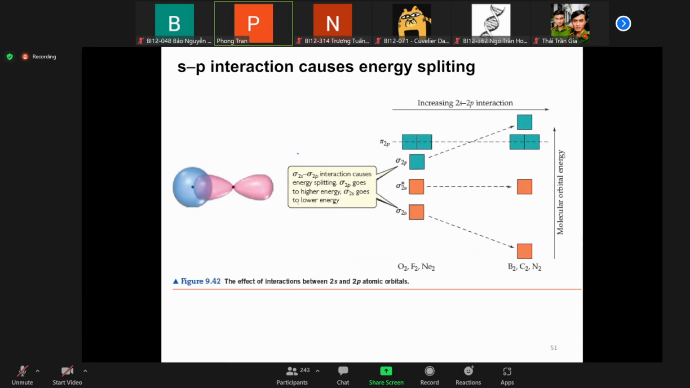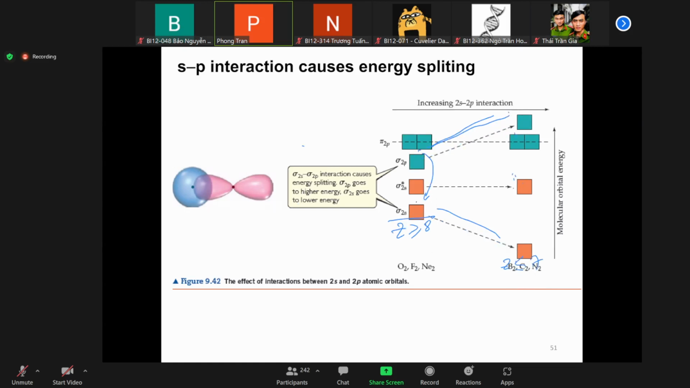It's due to the sigma s and sigma p interaction. So when you have s and p interact, you have a splitting. That is for Z higher than 8. For Z smaller than 7, you have interaction between the s and p. Because of this interaction, you have the splitting. So the sigma p becomes higher in energy and the sigma s becomes lower in energy, while for the anti-bonding orbitals there is no interaction, so they keep the same energy level.